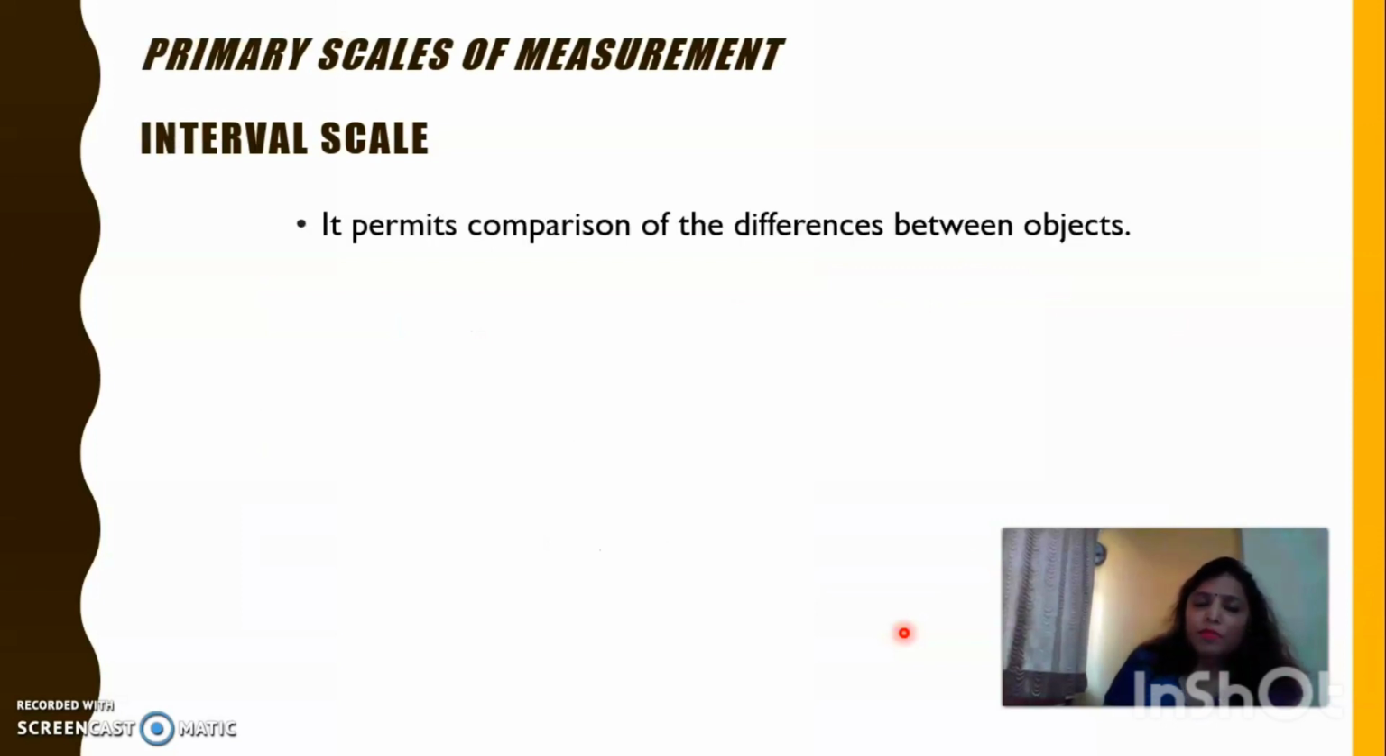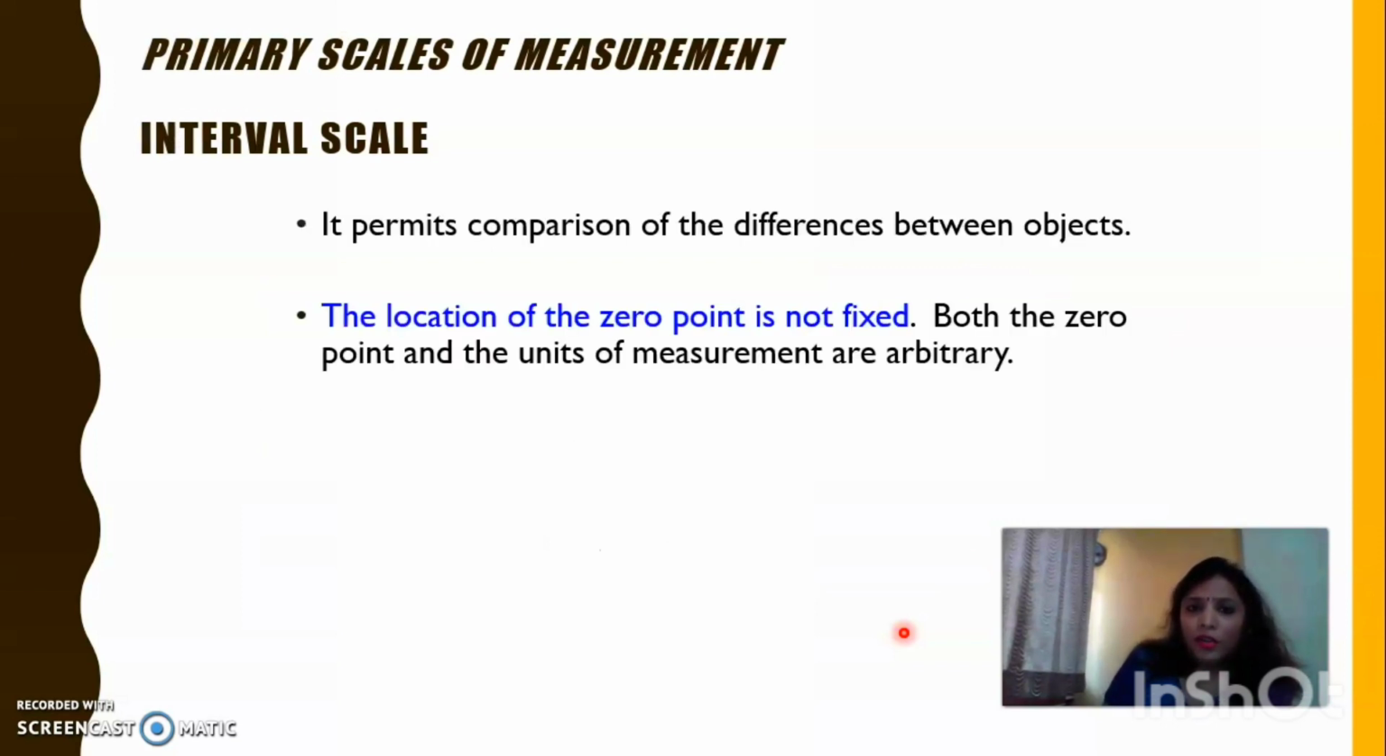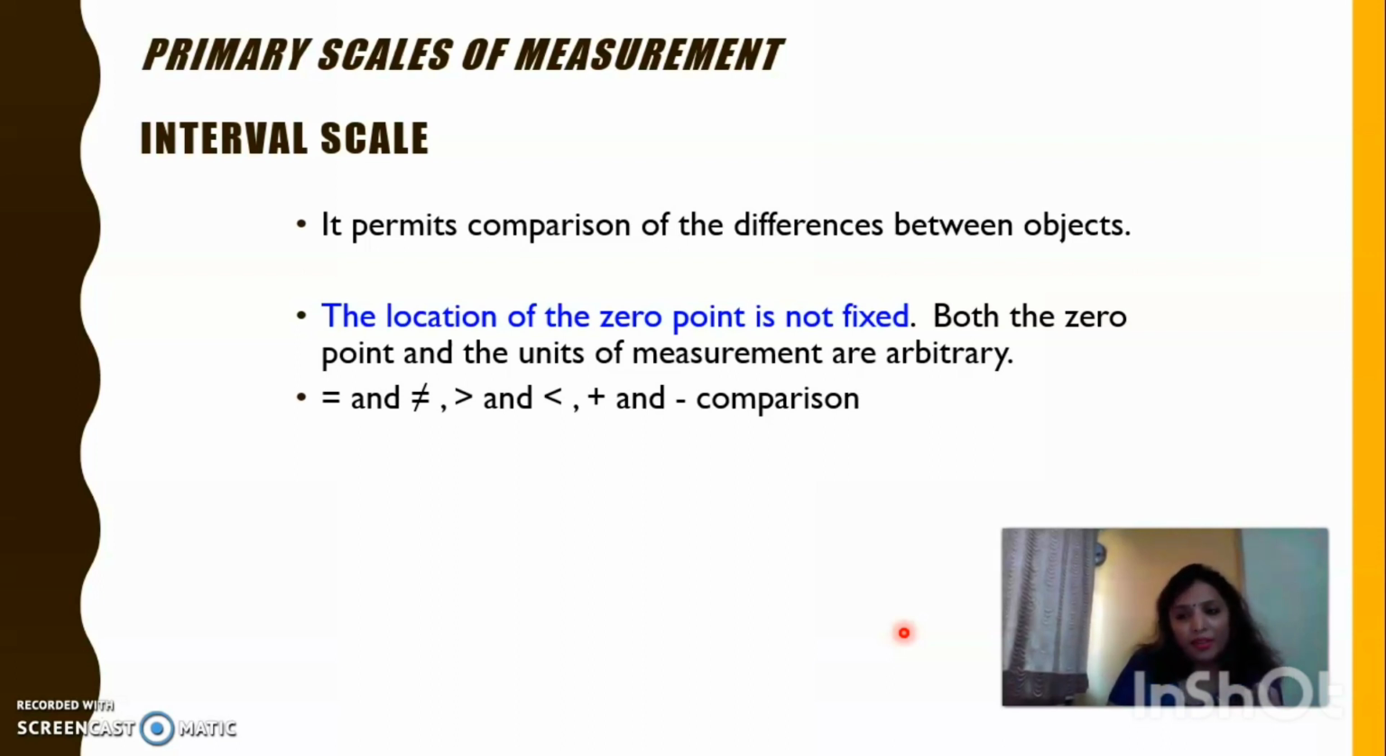Third type of scale which comes is interval scale. Now interval scale helps you to compare the difference between objects, right? So in case of the apples, if I get to know the date of harvesting, supposedly the first apple was harvested on April 1, second apple was harvested on April 4, third apple was harvested on April 8. Now I can locate the difference. First apple April 1 harvesting, second apple April 4 harvesting. So what is the difference? 3 days, right?